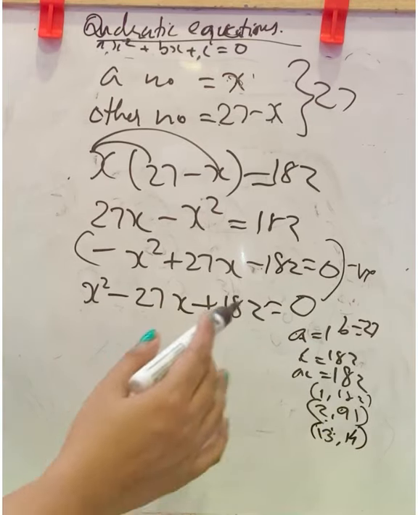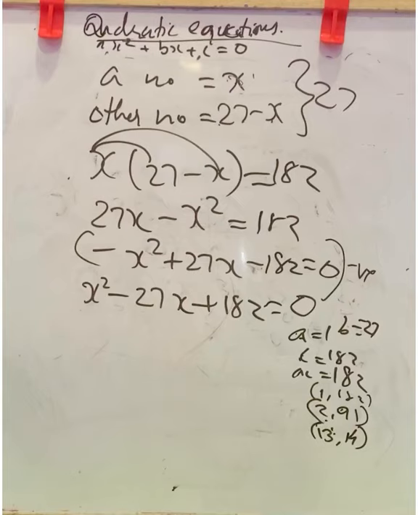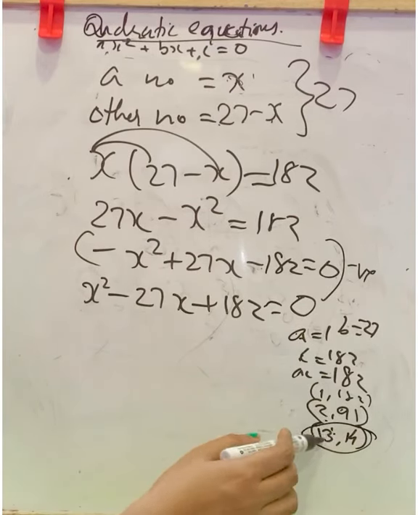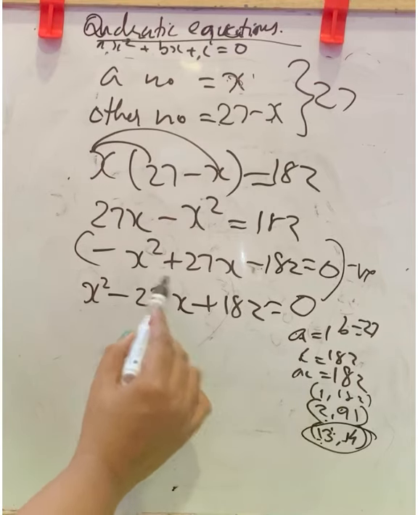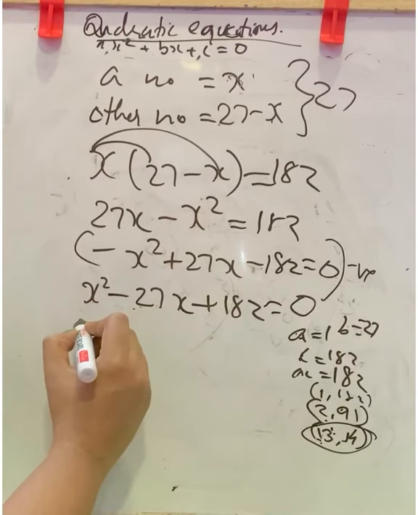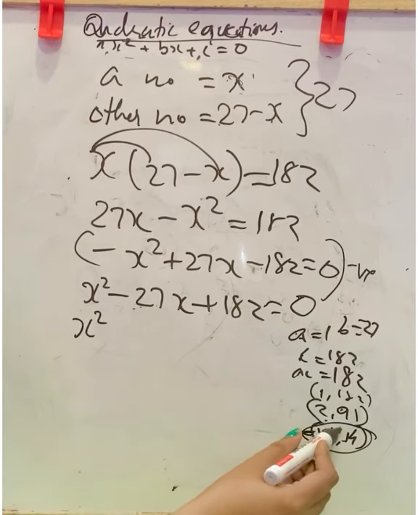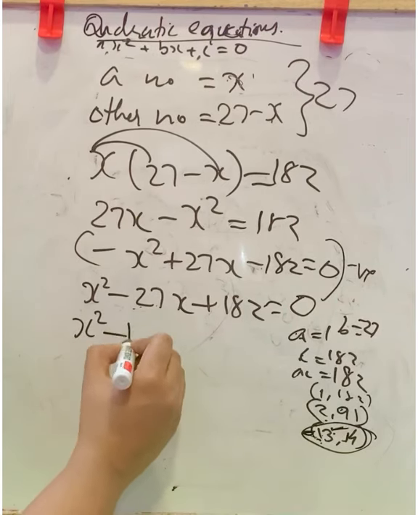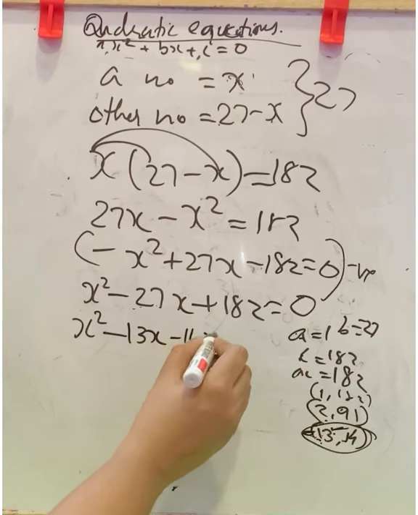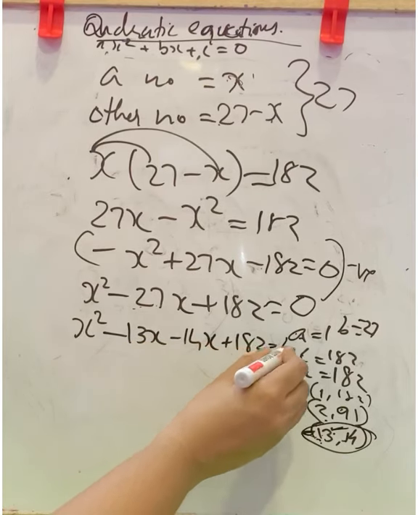We are doing trial and error with factors. So you can do all the other factors. Here we need this factor because to get 27, 13 into 14. We will split it like x square. We need minus, so minus 13 minus 14. Minus 13x minus 14x plus 182 equal to 0.